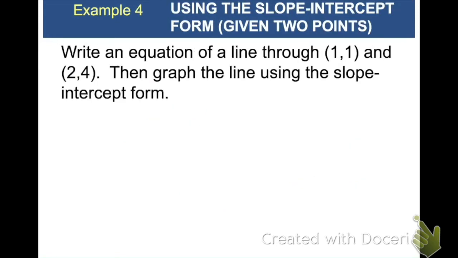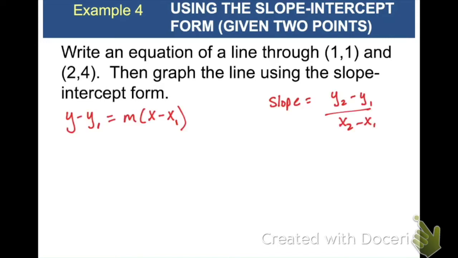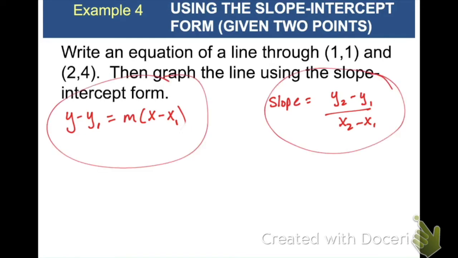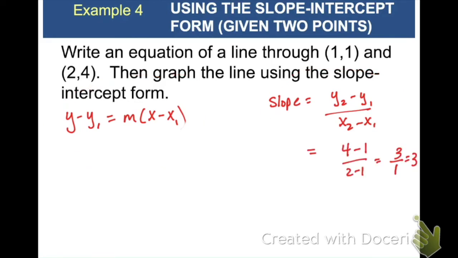Example 4. Write an equation of a line through these 2 points, and then graph the line using the slope-intercept form. So you can either start off by using slope-intercept form or you can do point-slope form. Doesn't matter to me. I like point-slope form, so I'm going to use that. So point-slope form is right here. I need to find my slope first, so I'm going to do y2 minus y1 over x2 minus x1. So when I use my slope formula, I get 3 for my slope.